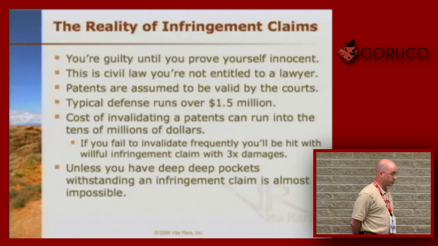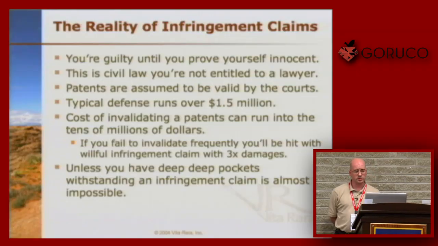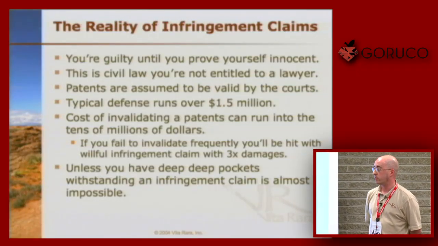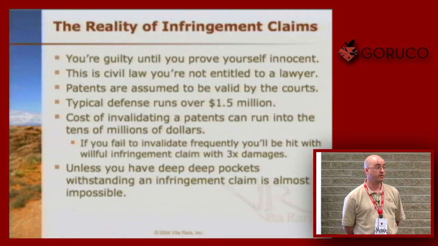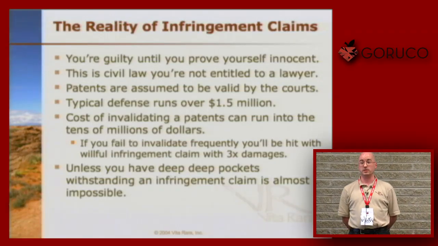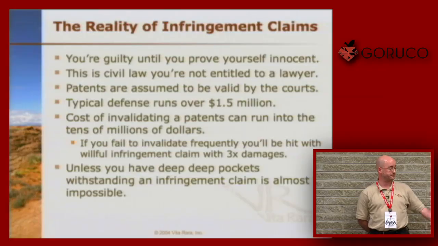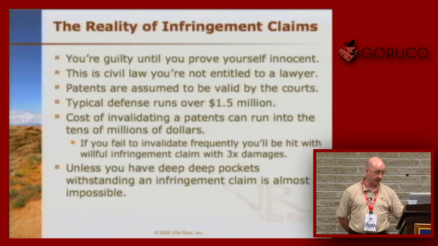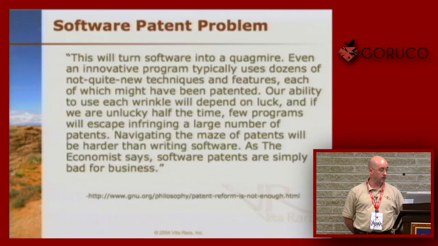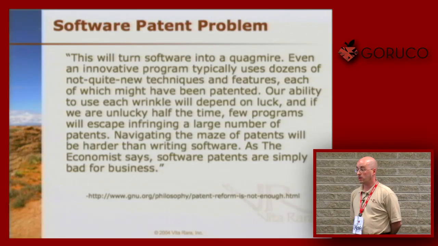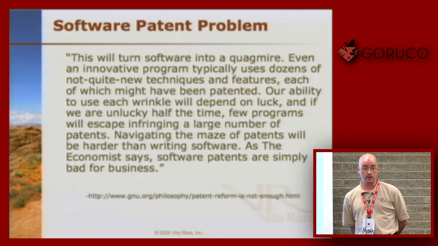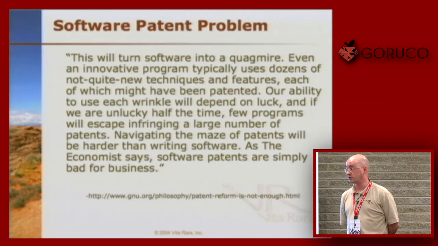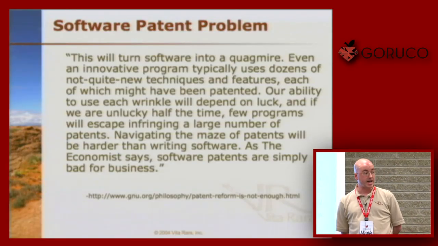Yes? 2 minutes, great. So, typical defense runs about $1.5 million. The actual process of going through and overturning a patent and getting it declared invalid costs about $10 million in a typical case. Unless you have deep pockets, withstanding an infringement claim is almost impossible. So if you're going to start a startup, you have to be careful about what you're doing. And I honestly recommend that you don't go and look at the Google patent search unless you want to be kind of frightened about what's out there.